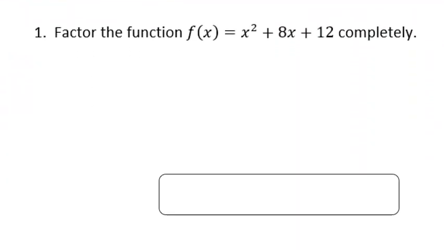Problem number 1. Factor the function f of x equals x squared plus 8x plus 12 completely. Now that word completely suggests that maybe we've got a greatest common factor, but we don't. We can tell looking at it, that one's just got an x squared at the beginning, and there's no x on the last one, so we definitely don't have a greatest common factor. So that means with 3 terms, we just go ahead and split the middle term. So that's going to give us something x squared plus blank x plus blank x plus 12.